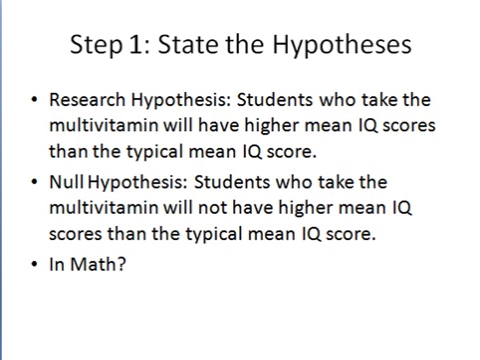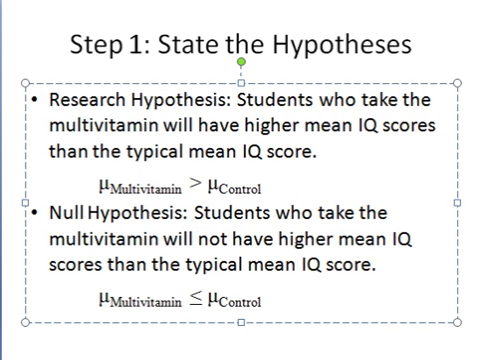The first thing we need to do is state what our hypothesis is. So the research hypothesis is students who take the multivitamin will have higher mean IQ scores than the typical mean IQ score. The null hypothesis, remember, is the not version of that. I've taken the research hypothesis and literally copied and pasted it, and then instead of where it says will have higher mean IQ scores, it says will not have higher mean IQ scores. Pause this for a second and try to write out the research and null hypotheses in math terms.